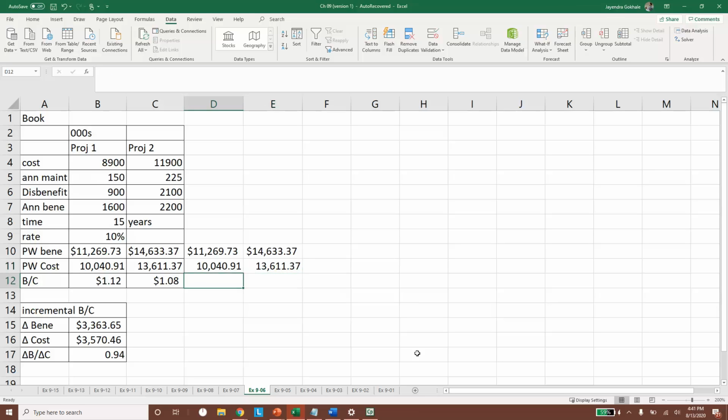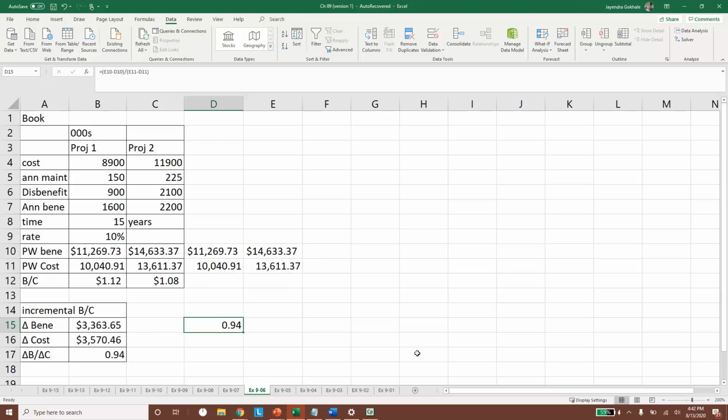Now, how do you calculate the incremental BC analysis? It's not these two, these are both more than one. So it equals the change in the benefits, 14 minus 11, the higher cost minus the lower cost, divided by 13 minus 10. Again, it's incremental analysis, less than 1, so reject the higher cost one and keep the lower cost one.